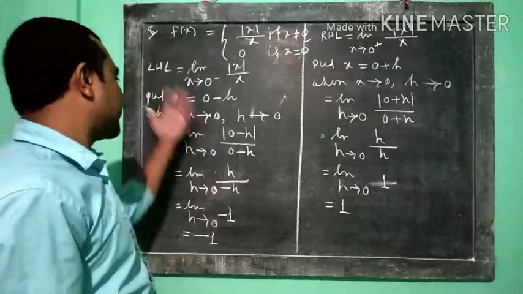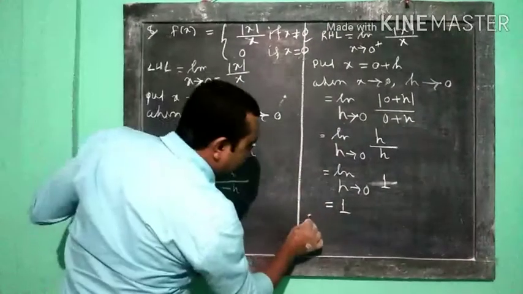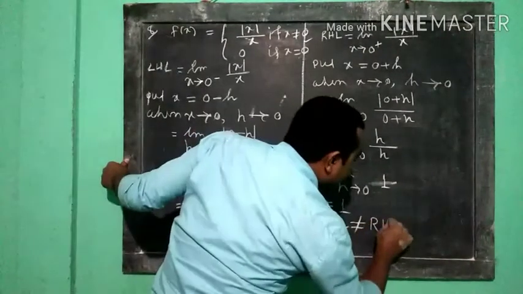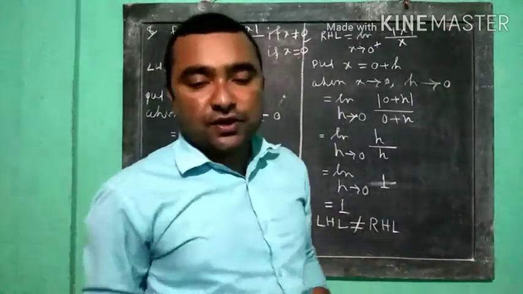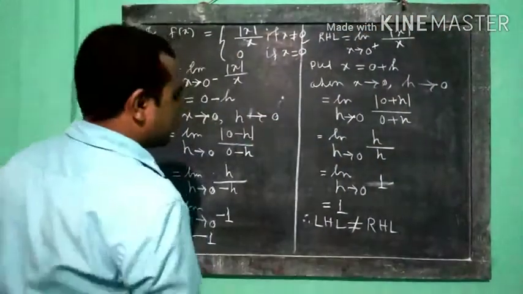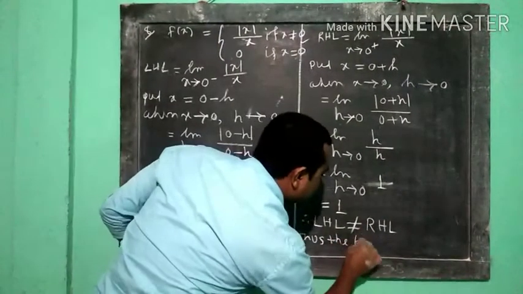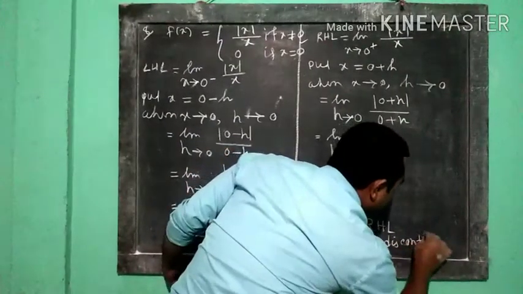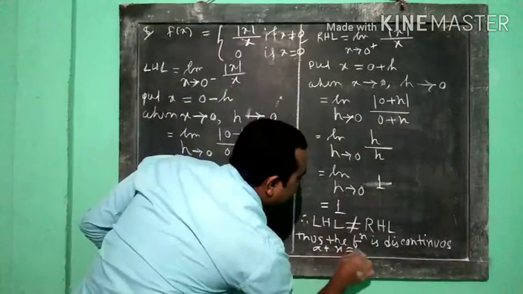So left hand limit is minus 1 and right hand limit we have plus 1. Therefore, what we have? Therefore, left hand limit not equal to right hand limit. Since left hand limit not equal to right hand limit, so the given function is not continuous at x equal to 0. So right here, thus the function is discontinuous at what? At x equal to 0.